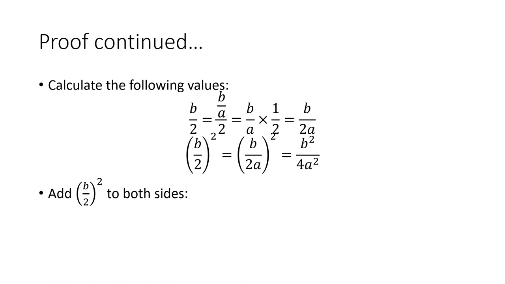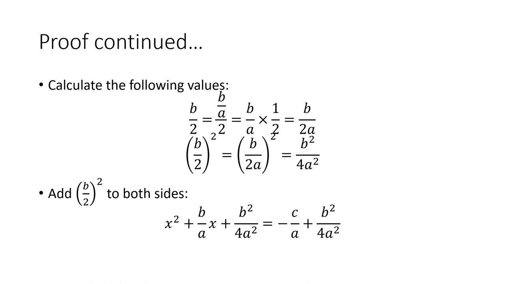Now we add b divided by 2 whole squared to both sides of the equation. So we get this: x squared plus b over a x plus b squared over 4a squared equals negative c over a plus b squared over 4a squared.